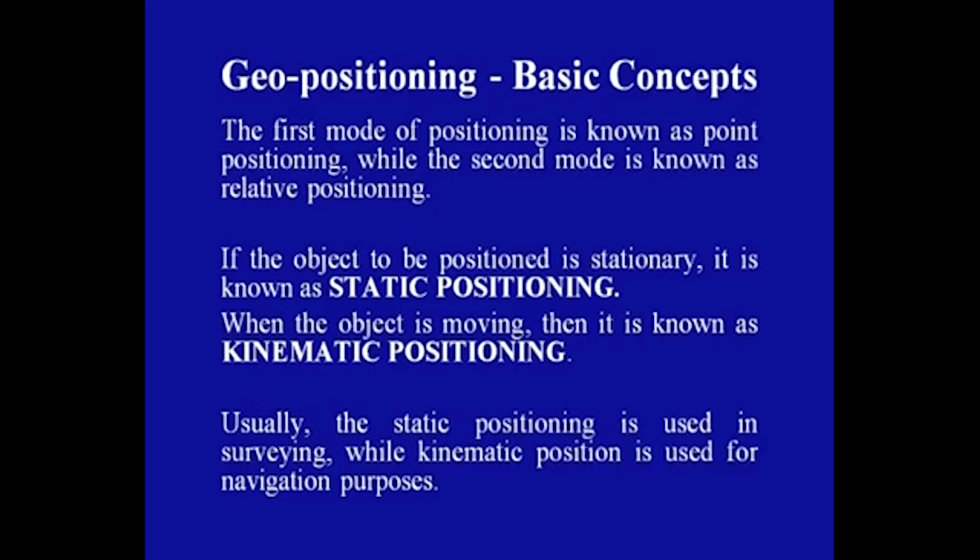The first mode is known as point positioning, while the second mode is known as relative positioning. If the object being positioned is stationary, it is known as static positioning. When the object is moving, then it is known as kinematic positioning. Usually, static positioning is used in surveying, while kinematic positioning is used for navigation purposes.